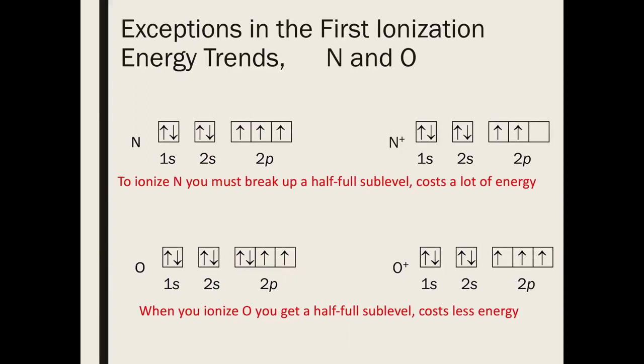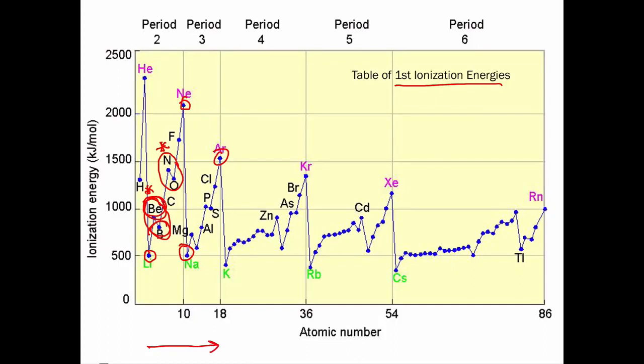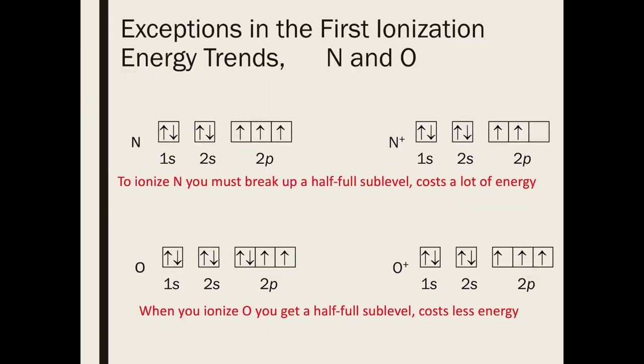Our other one that we're going to look at is nitrogen versus oxygen. So again, I'm going to pop over here. Nitrogen versus oxygen. Again, going from left to right, we would think that oxygen should have a higher ionization energy than nitrogen because it's farther to the right on the periodic table. But what we see is that nitrogen has a higher ionization energy than oxygen does, which is weird. So it's harder to ionize nitrogen than it is oxygen.